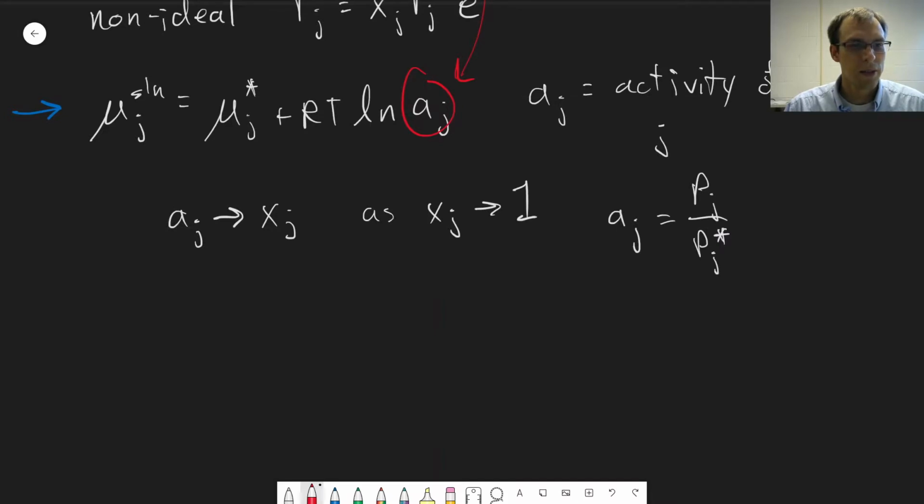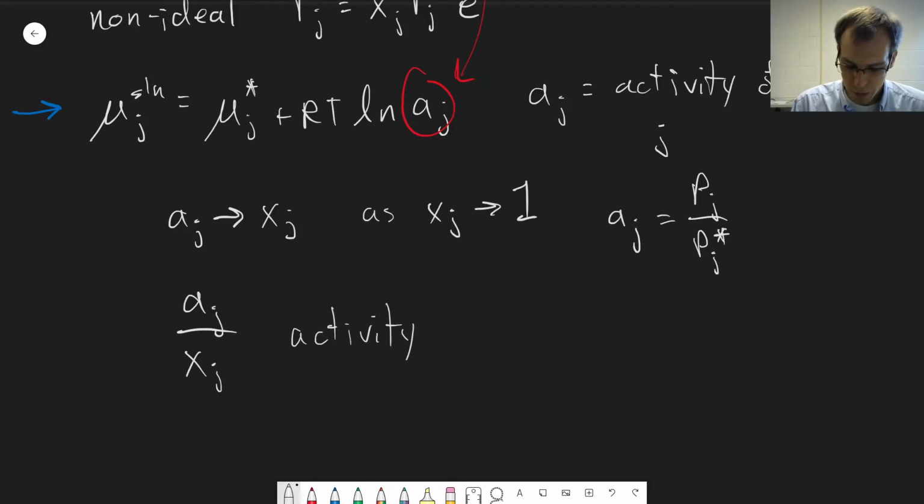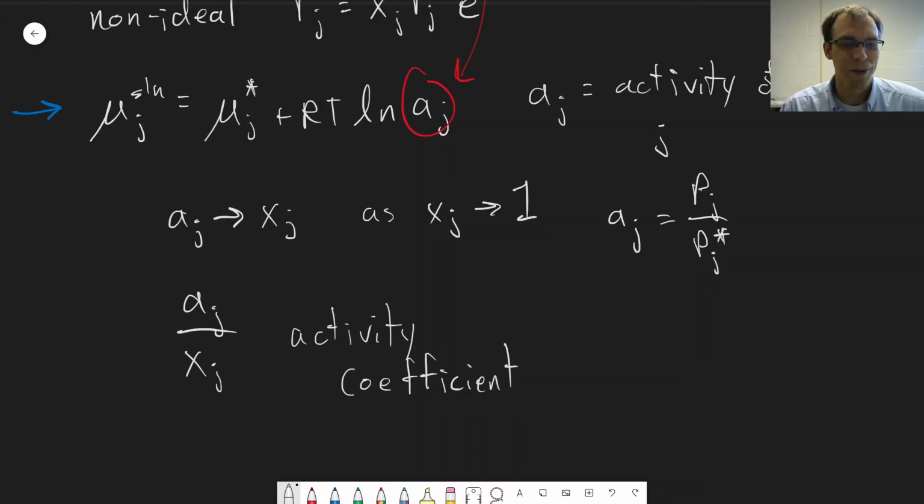And similar to fugacity, we define an activity coefficient that's a ratio of our activity compared to what the ideal would be, the mole fraction in this case. This is what we call the activity coefficient. Now, we will see that activity coefficients can be defined in different ways as well. Activity is not quite as straightforward as the fugacity, because we can find this in terms of different units depending on what we're looking at. And so we'll be looking at that when we talk about solid liquid solutions.